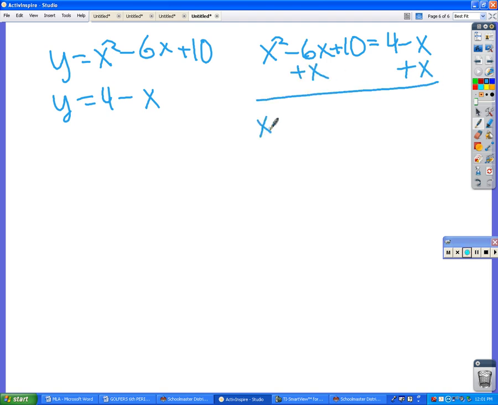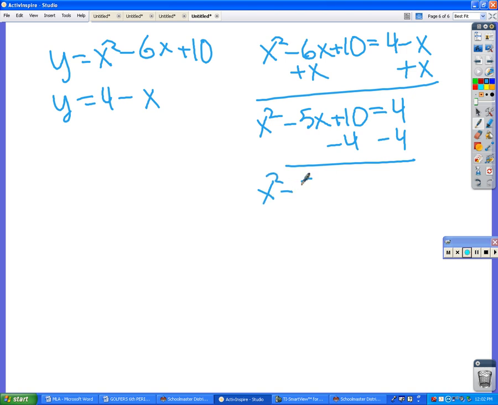So the x squared stays as an x squared. Negative 6x plus an x is what? Negative 5x. And I still have plus 10 equals 4. What do you need to do now? I'm actually going to minus 4. Okay? Because since it's a squared thingy, I need to get this all equal to 0 so that I can quadratic formula or could factor it.